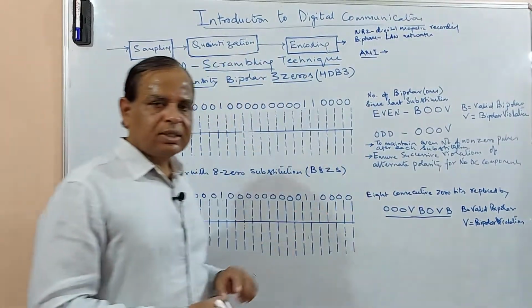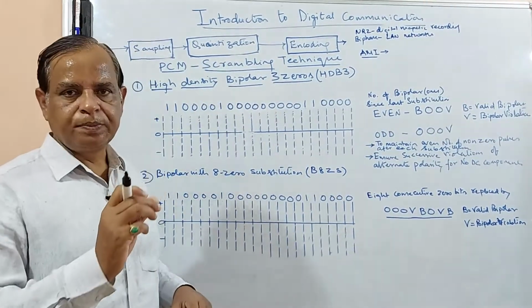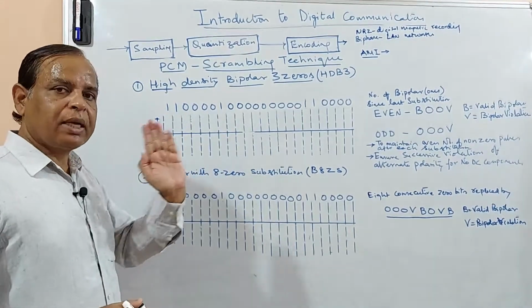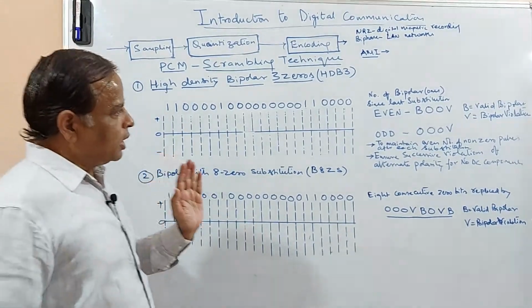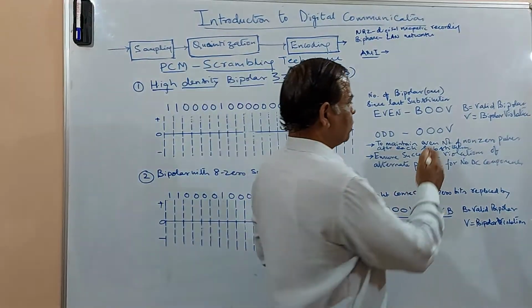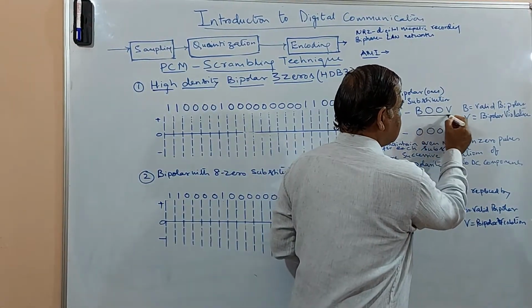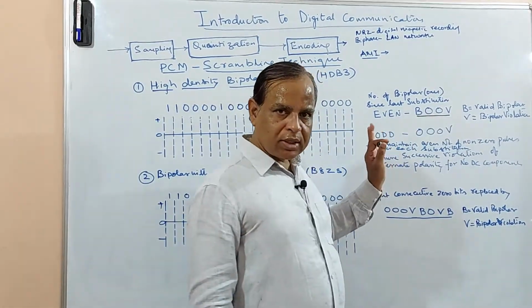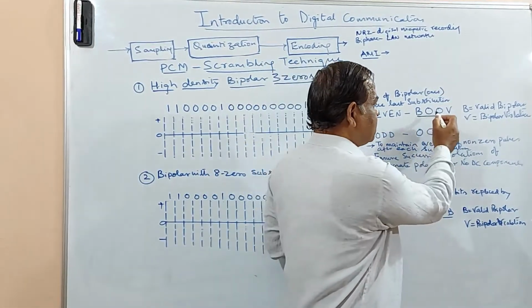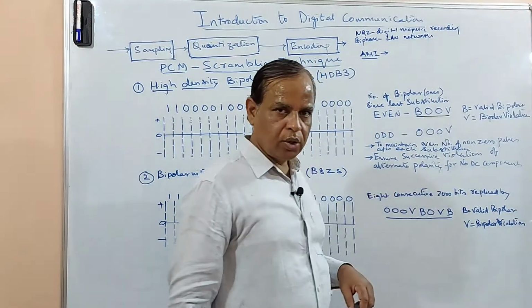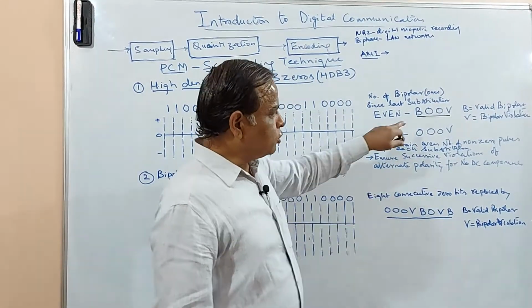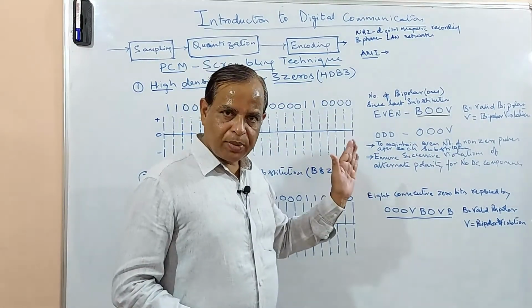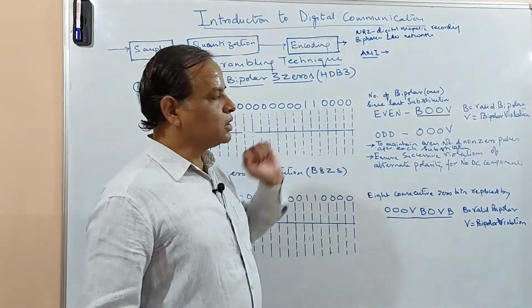Bipolar ones in the sense, whenever there is a 1, there is a pulse. So you count the number of ones from the last substitution. If it is even, you replace all 4 zeros with this particular code. What is that code? B00V. Now it's a new thing, B00V.